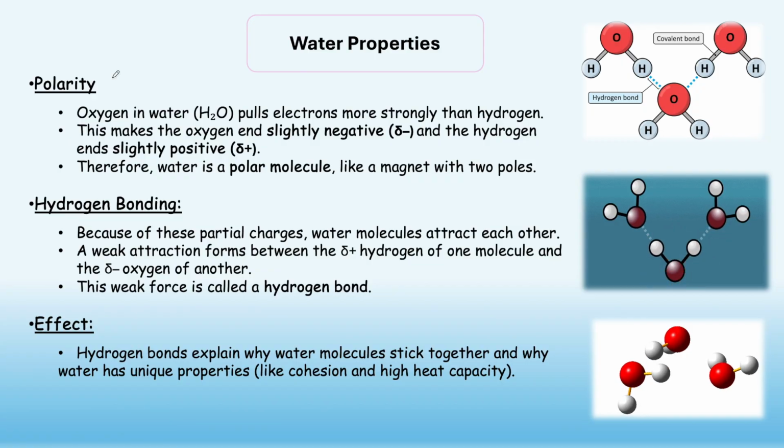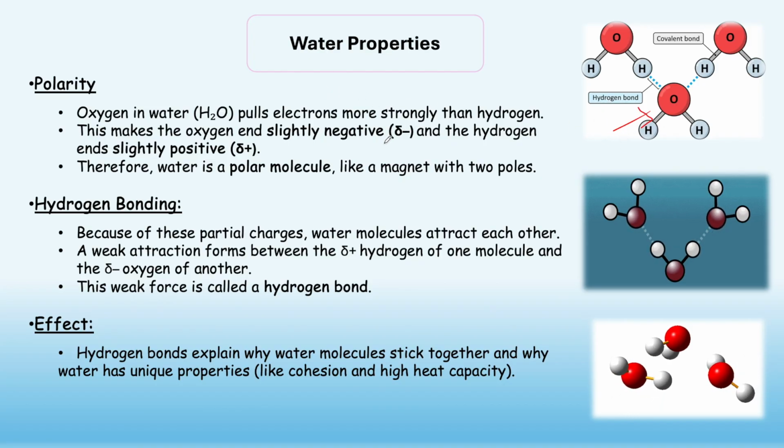Today's lesson is about water properties, and let's start talking about polarity. Water is a polar molecule. Why? Because its oxygen atom is more electronegative than hydrogen. We call this electronegativity. What do we mean by electronegative? Electronegative means oxygen will pull electrons toward itself, in this direction, more than hydrogen.